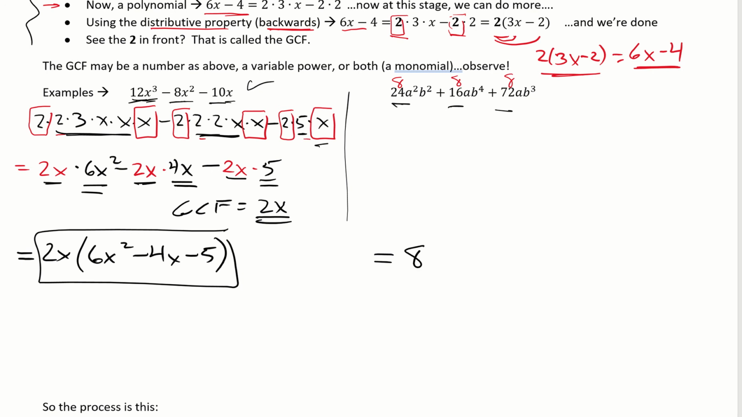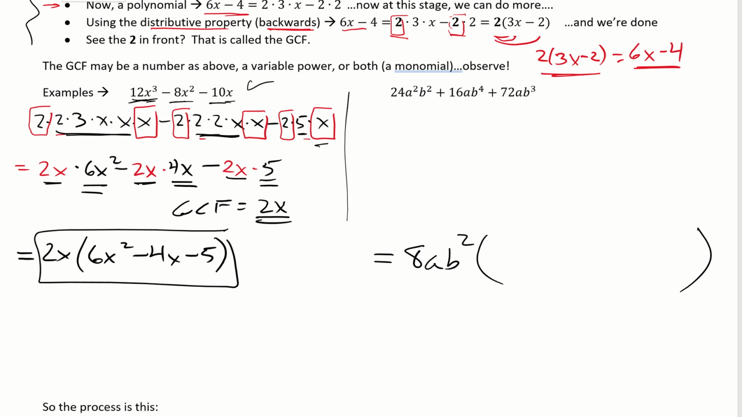All right, now we're going to look at the a's. a squared, a. Smallest power, a. And finally, we look at the b's. b squared, b to the fourth, b cubed. Guess what? b squared. All right, that's your GCF. Now you have to divide it out. Okay, let me erase this up here up top.